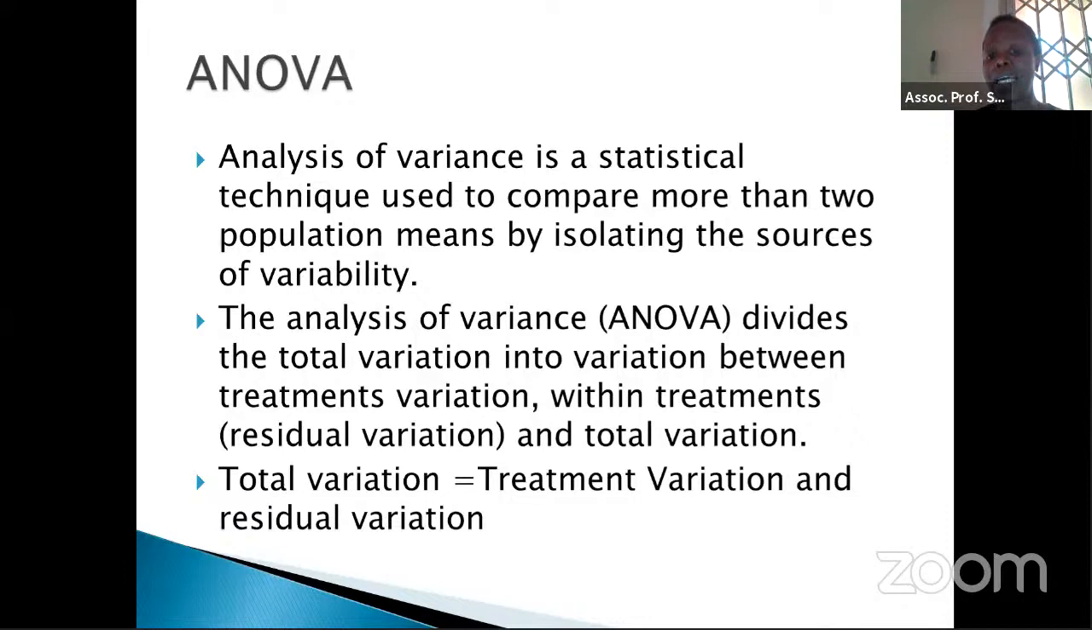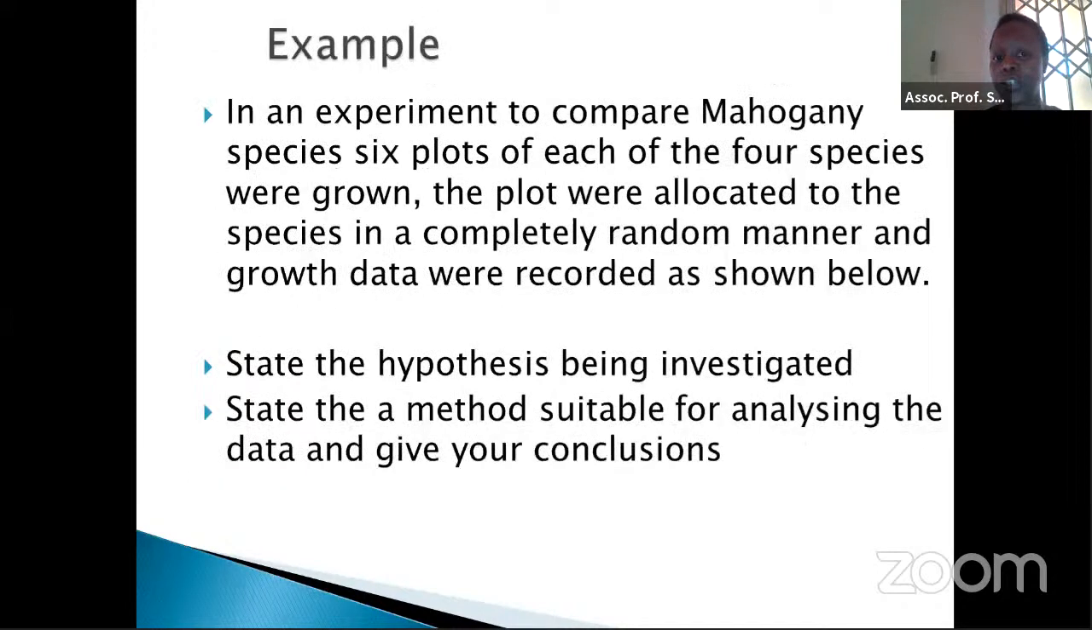I want us to talk about analysis of variance. Analysis of variance, which is abbreviated as ANOVA, is a statistical technique used to compare more than 2 population means by isolating the sources of variability. So ANOVA divides the total variability into variation between the treatments, or treatment variation, and then within treatment variation, which is called residual error, unexplained variation. Okay, so that's the analysis of variance.